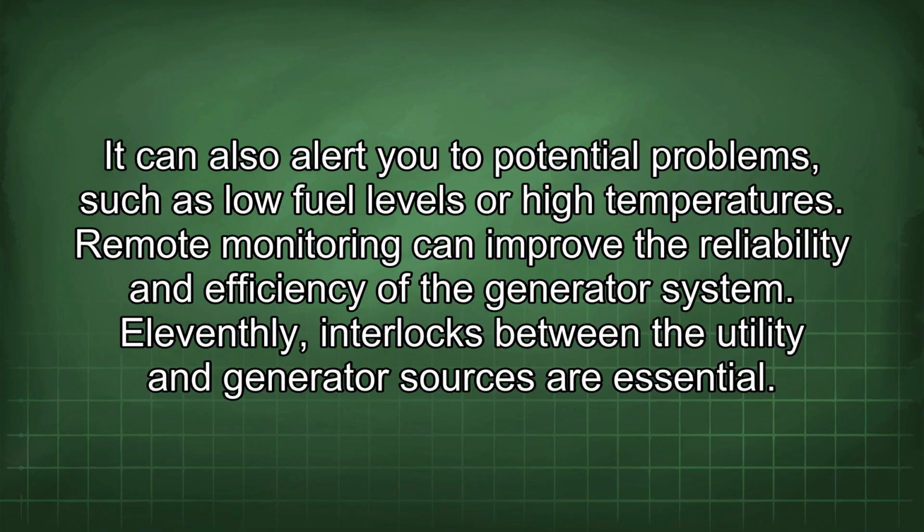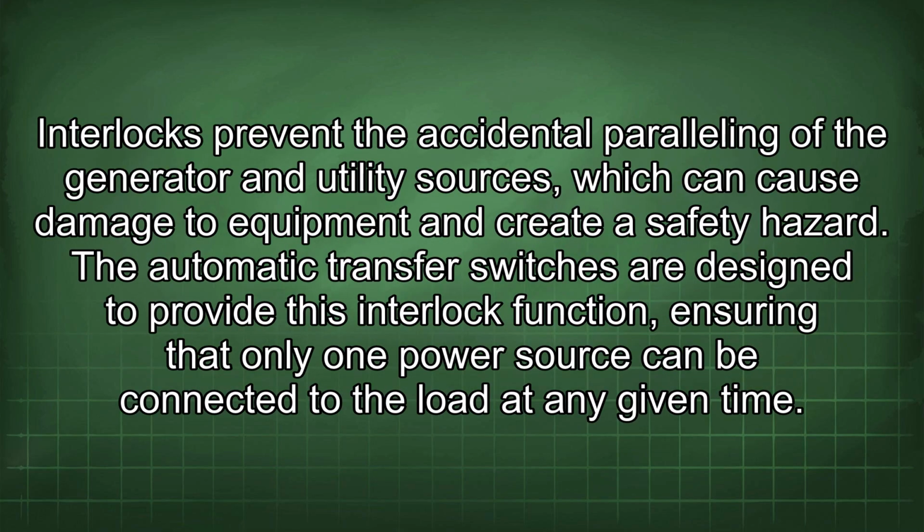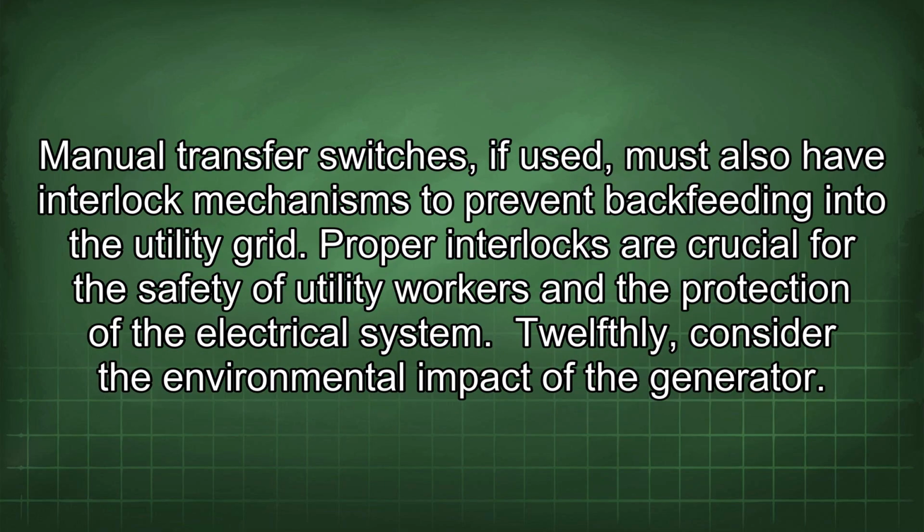11thly, interlocks between the utility and generator sources are essential. Interlocks prevent the accidental paralleling of the generator and utility sources, which can cause damage to equipment and create a safety hazard. The automatic transfer switches are designed to provide this interlock function, ensuring that only one power source can be connected to the load at any given time. Manual transfer switches, if used, must also have interlock mechanisms to prevent backfeeding into the utility grid. Proper interlocks are crucial for the safety of utility workers and the protection of the electrical system.